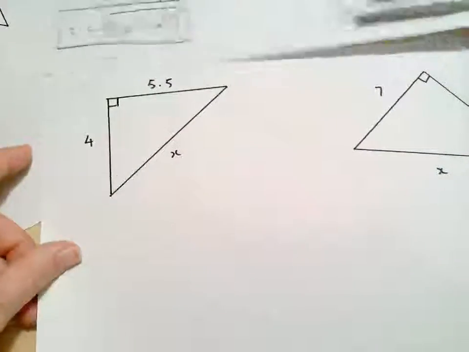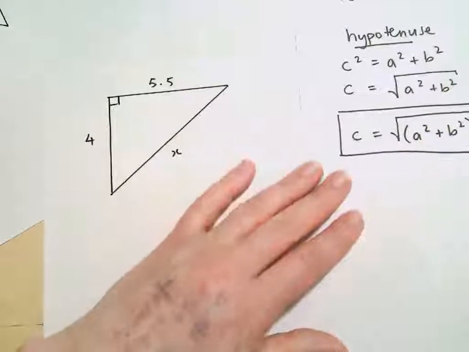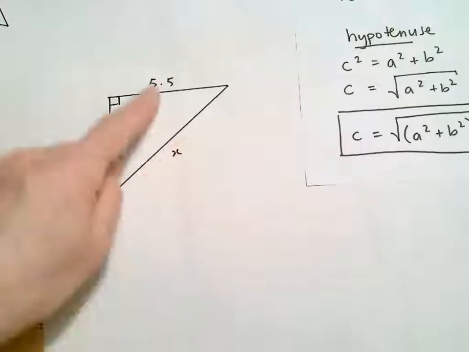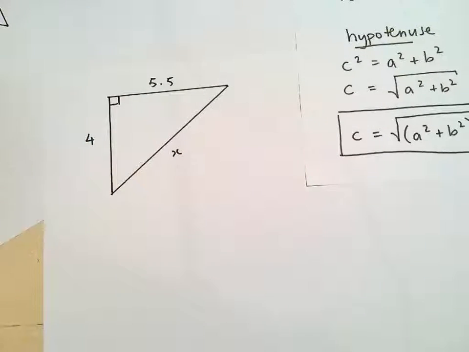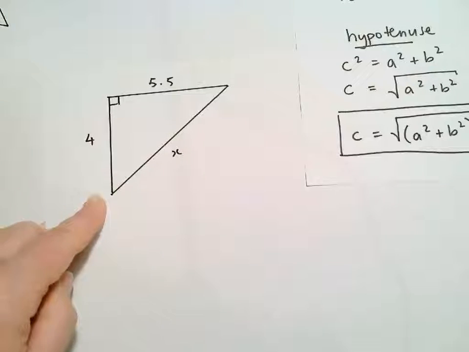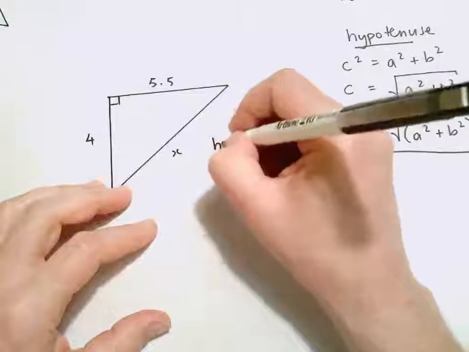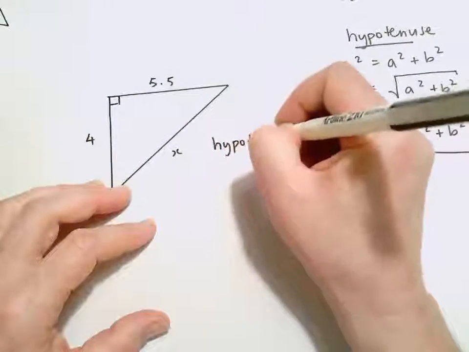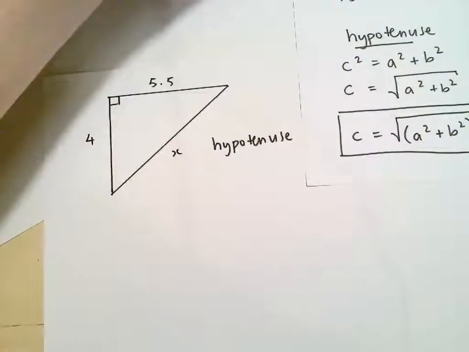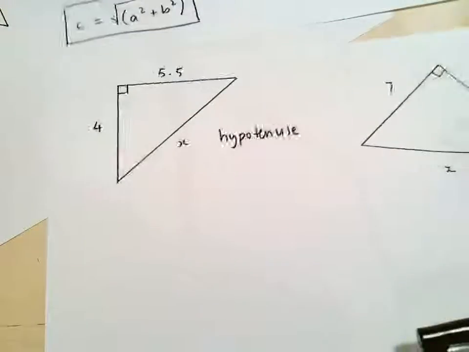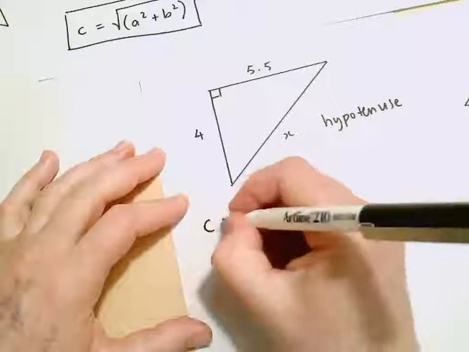So let's give it a go. Here's our first example. In this case, I first of all have to work out, am I trying to calculate a shorter side or the hypotenuse? Well, I have to look at my triangle and see which is the hypotenuse. In this case, this side here is my hypotenuse because it's longest and opposite the right angle. So here I'm trying to calculate the hypotenuse, so I'm going to need to use my formula for calculating the hypotenuse. And that formula is this one here. So the first thing I do is write down my formula.